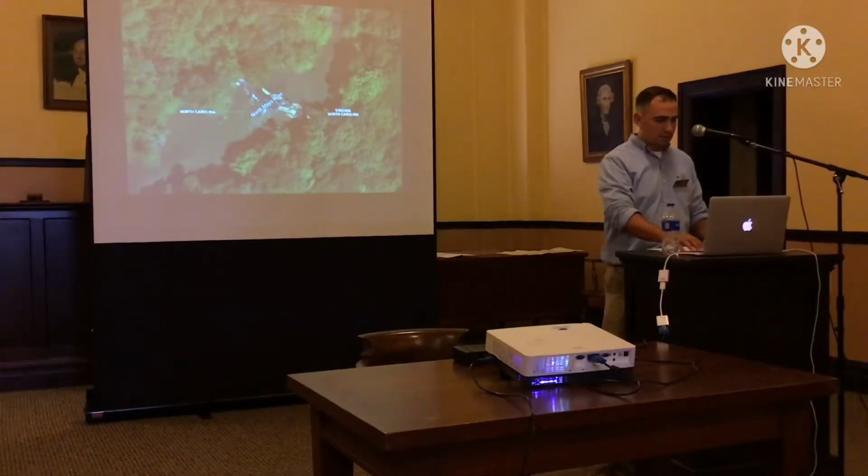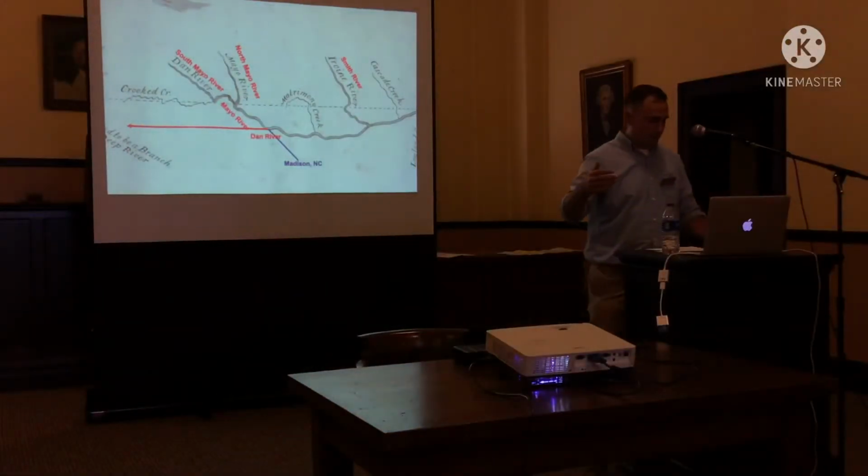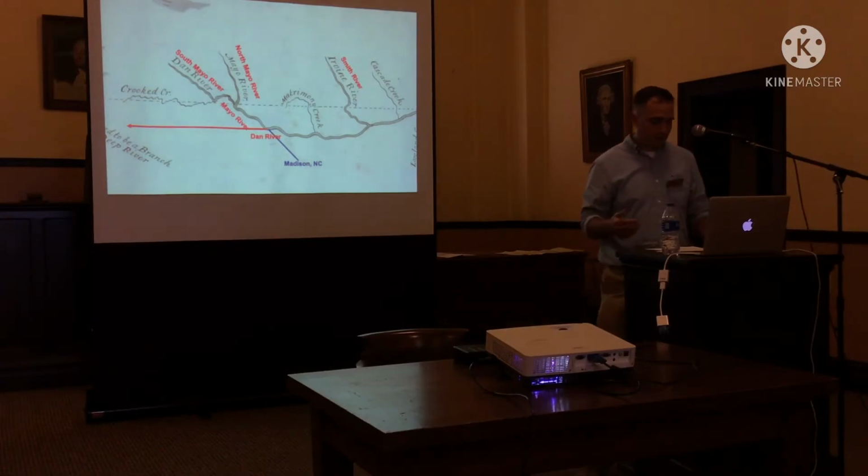And so then they go a little bit further, and he says, "We gave it the name Crooked Creek because of its frequent meanders." So this is where they stop. This is about midway through modern day Patrick County. So this is where they stop their survey.